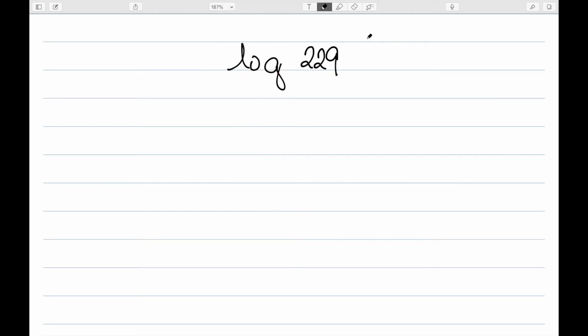I now want to look at log of 229. And this one is not something that can be solved easily the way we've been doing. If I set it equal to x, I would have 10 to the x power is equal to 229, which is not easy to solve. However, log base 10 can be done on a calculator.